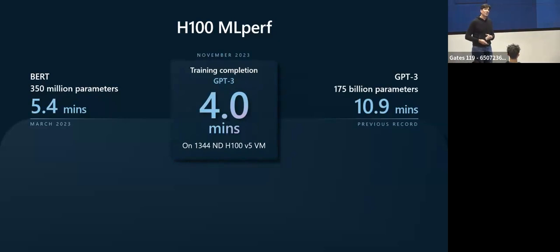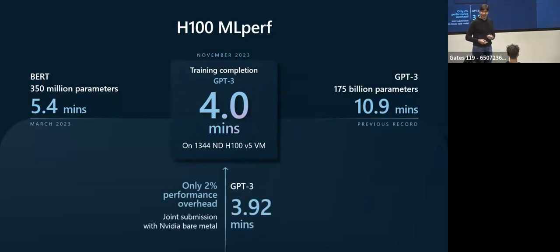We, at the same time, submitted a bare metal run with NVIDIA to that MLPerf, and that run completed in 3.92 minutes. So only 2% performance overhead that we're paying for the elasticity and the security benefits of a virtualized infrastructure on top of which OpenAI runs.